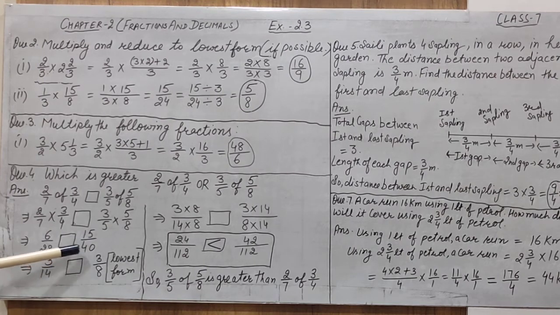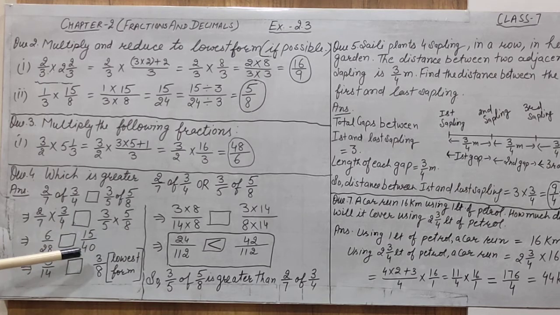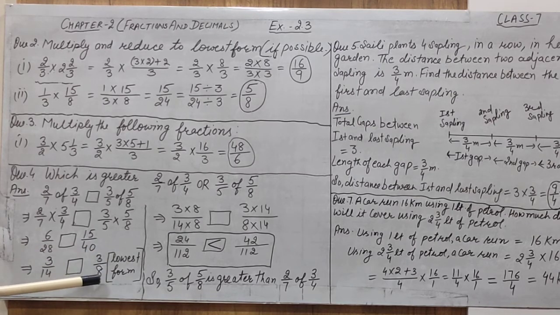Next, 15 by 40 can be divided by 5. Both must be divided by the same number. Only then can we find the lowest form. After dividing both terms by 5, the result is 3 by 8. Now 3 by 8 cannot be divided by the same number, so this is our lowest form.